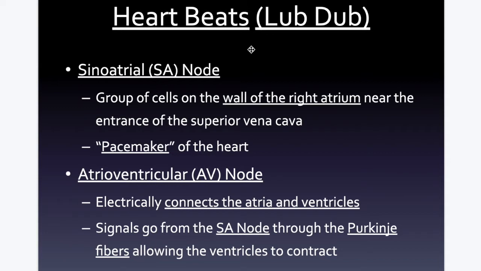So that group of cells in that part of your right atrium are responsible for controlling your heartbeat and getting your heart to work all together. That AV node, or atrioventricular node, is going to get signals from the SA node to electrically connect the atria and the ventricles. So again, your heart is beating kind of in unison.